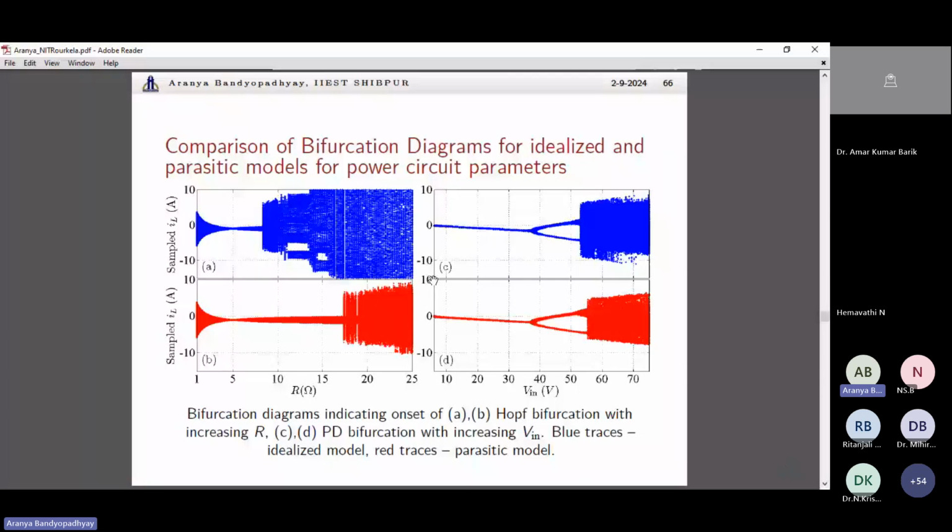Similarly, we can also witness the same case when we are considering the resistive power circuit parameters. We can see that there is a delayed onset of Hopf type of instability.